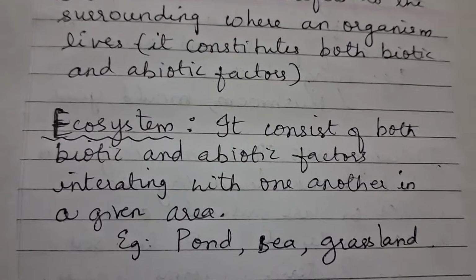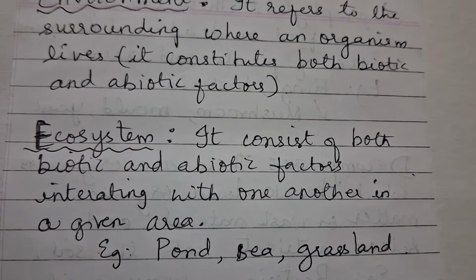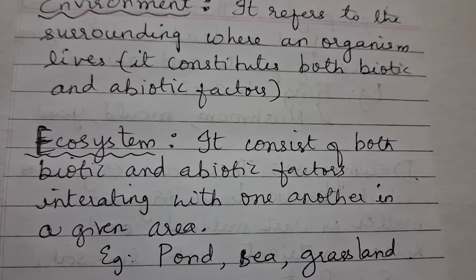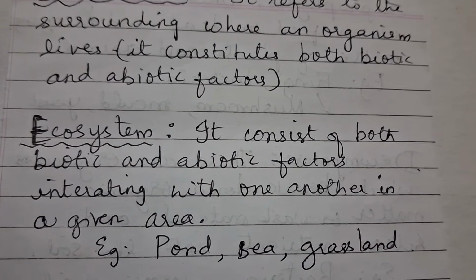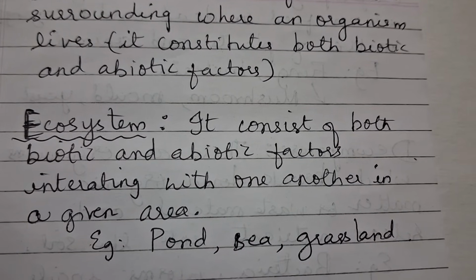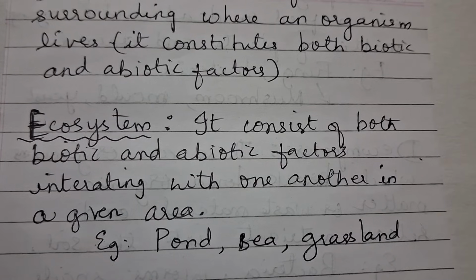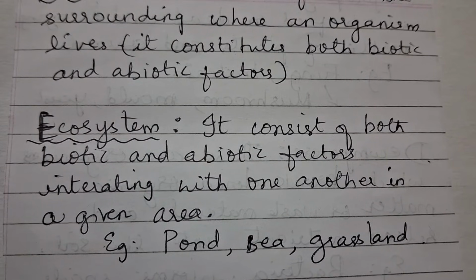Next we'll go for ecosystem. What is an ecosystem? It consists of both biotic and abiotic factors interacting with one another in a given area. For example, pond ecosystem, sea, grassland, all these are different types of ecosystem. In a pond, in that water, many aquatic creatures live and depend on it.